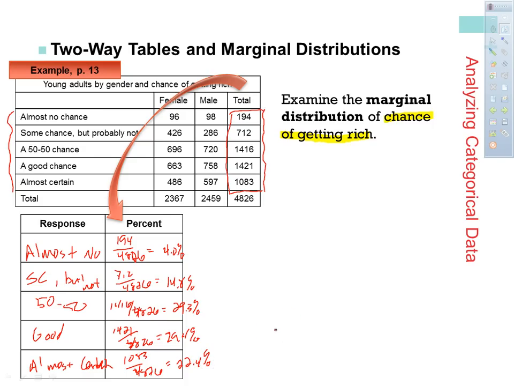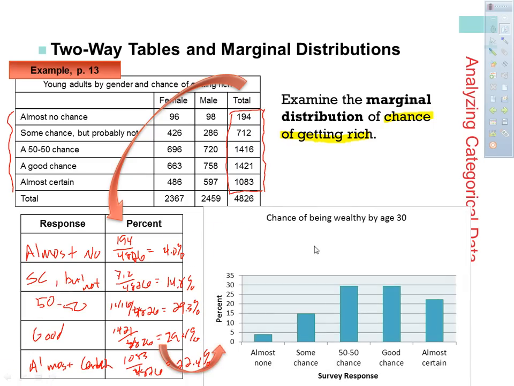Now we can always go the other way. We can also do a marginal distribution of gender, at which point we would just simply divide each gender number by the total and find out the percentage of males and females that we had in the survey too, which could be helpful. But anyway, we do it for the opinion, and once we have our table, it's always nice to come up with some sort of graphical display to help show the data that you're looking at.